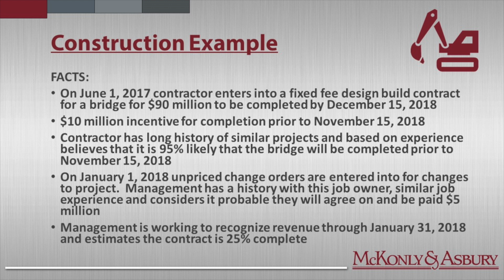So again, it's been pointed out to me by someone else that looked at this example, a $90 million bridge being completed in this kind of time period, probably not realistic, but that's not probably the point of the example. So I just want to walk through this. Basically, there's a contract that has been signed on June 1st, 2017. It's a fixed fee design build contract for a bridge, and the price was $90 million, and it's to be completed by December 15th, 2018.